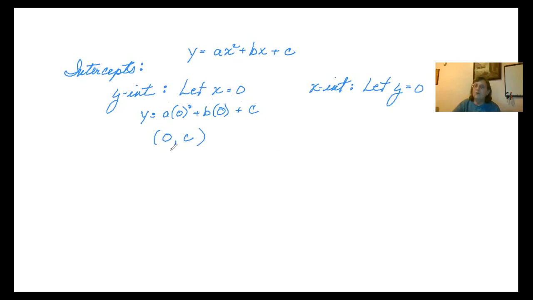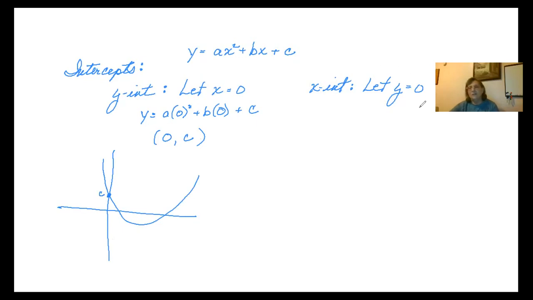Some textbooks require you to fill out the whole thing as a point. Some of them just want the c. If you are specifying that it is the y-intercept, the point where it crosses the y-axis, then you can just call it c. It's the c on the y-axis.